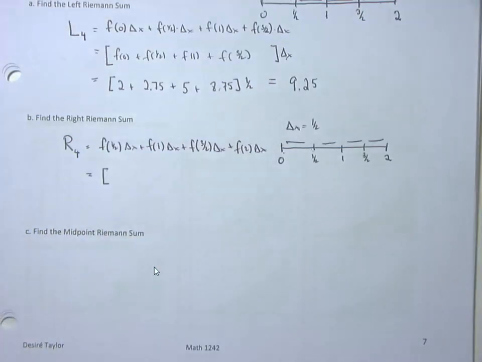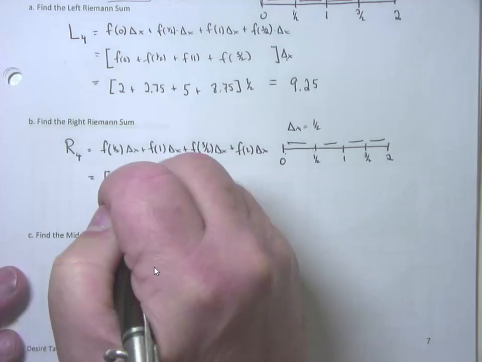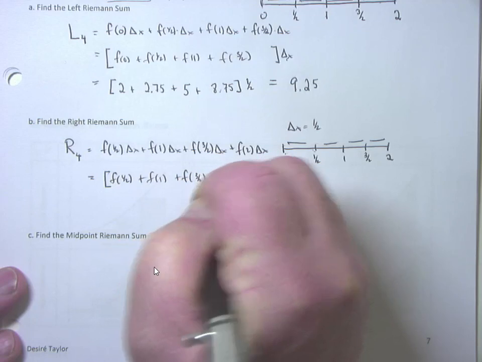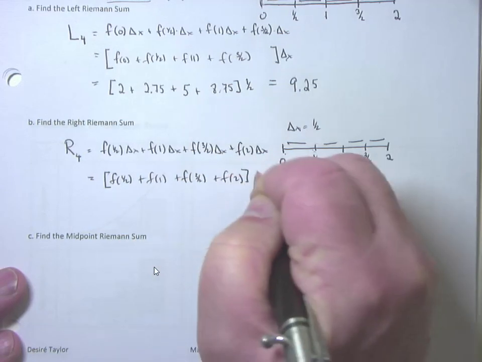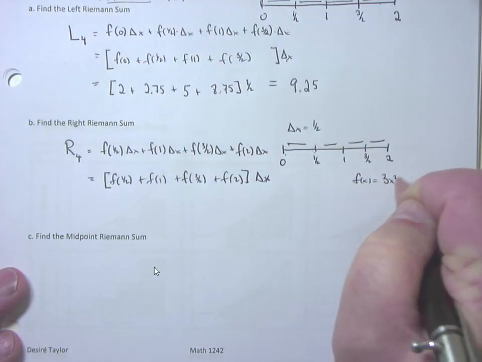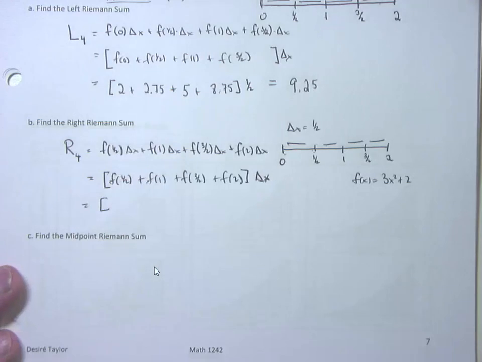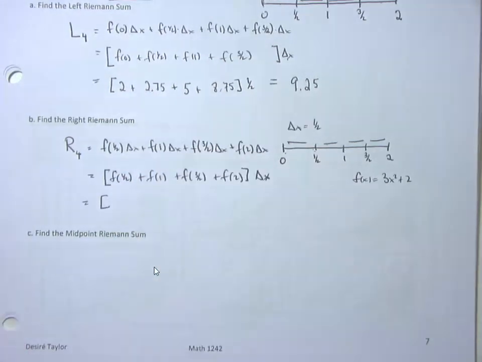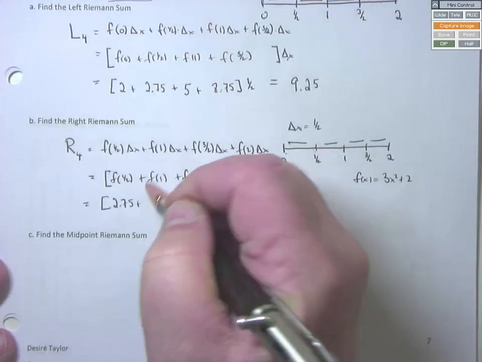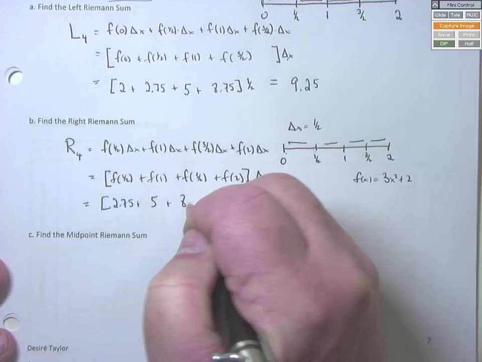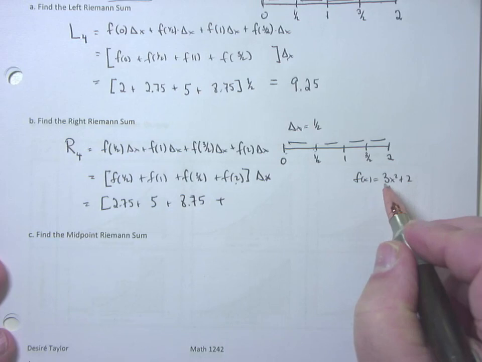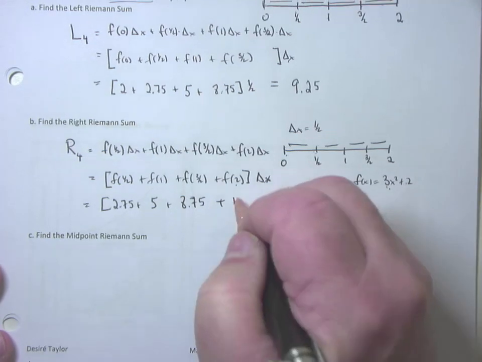Again, they all have delta x in common, so I'm going to factor that out to make it nice. So it's f of a half plus f of 1 plus f of 3 halves plus f of 2, all that times delta x. And remember, my function is still 3x squared plus 2. When I plug in a half, I've already done it before. You'll catch the same numbers on the left and doing the right. So f of a half was 2.75. F of 1 was 5. F of 3 halves is 8.75. The one I haven't done yet is 2. 2 squared is 4 times 3 is 12 plus 2 is 14.